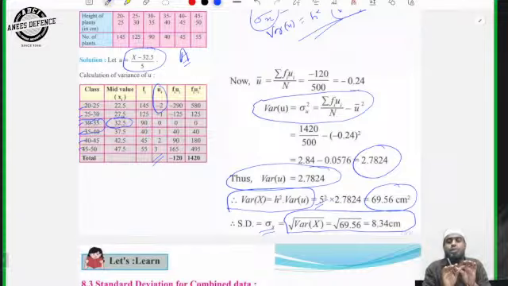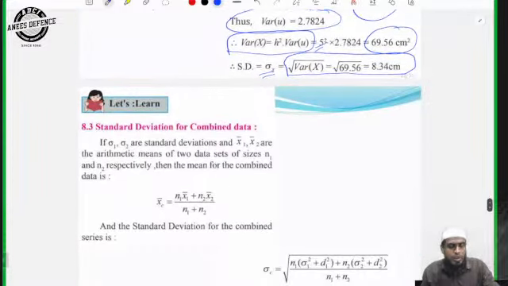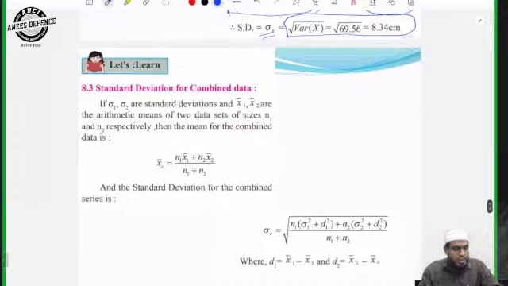Then we discussed that variance and standard deviation will not be affected by change of origin, but they will be affected by change of scale. So these are the contents we discussed up to here.